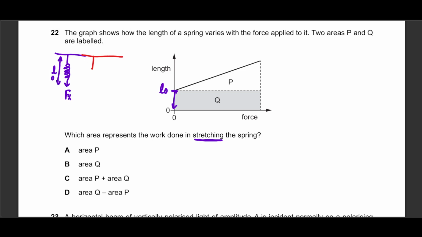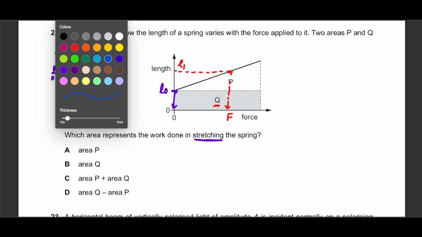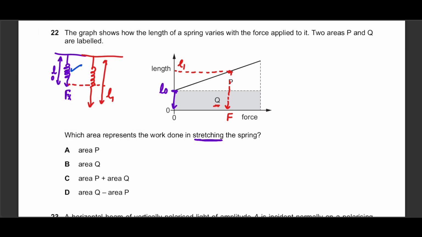And the moment you added some load on the spring or the force, it definitely increased its length gradually, which is now probably L1. So let's say it goes to this point as L1 at a certain force F. So although generally it is the area under the graph, we can't choose Q as one of the areas of work done because the length of the spring was already there. You didn't do that. There was no force. So the only area responsible for actually calculating the work done in stretching the spring is area P.